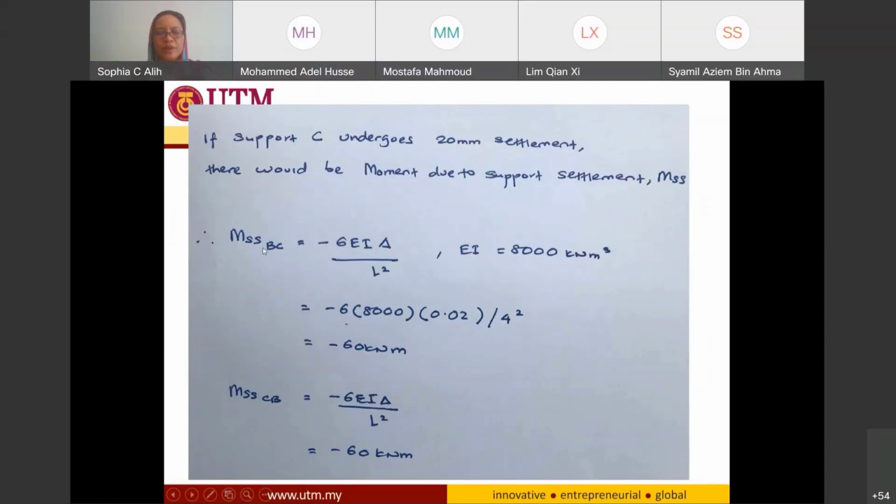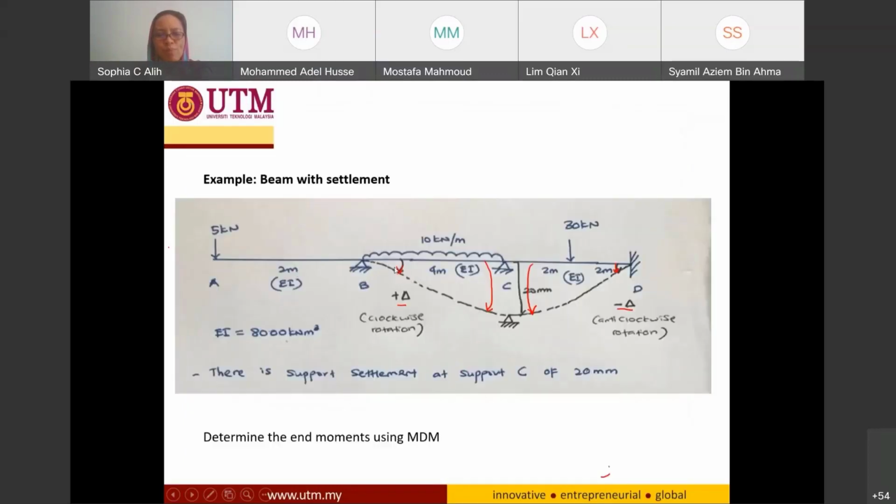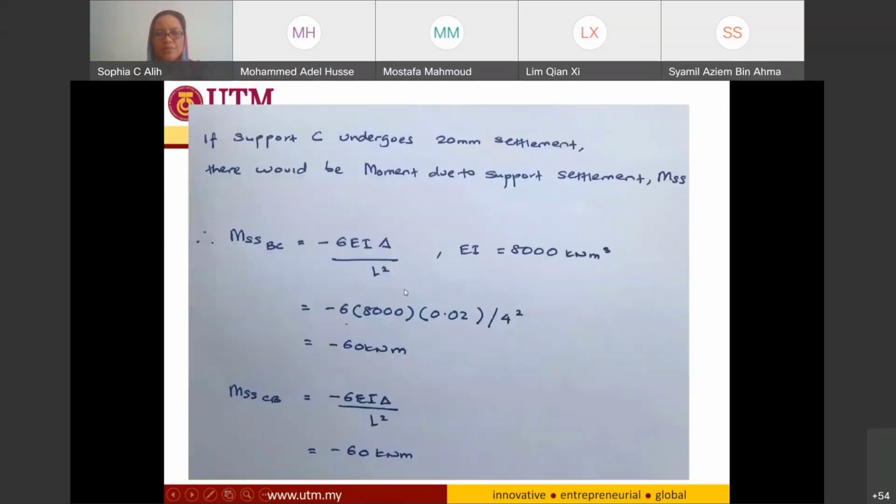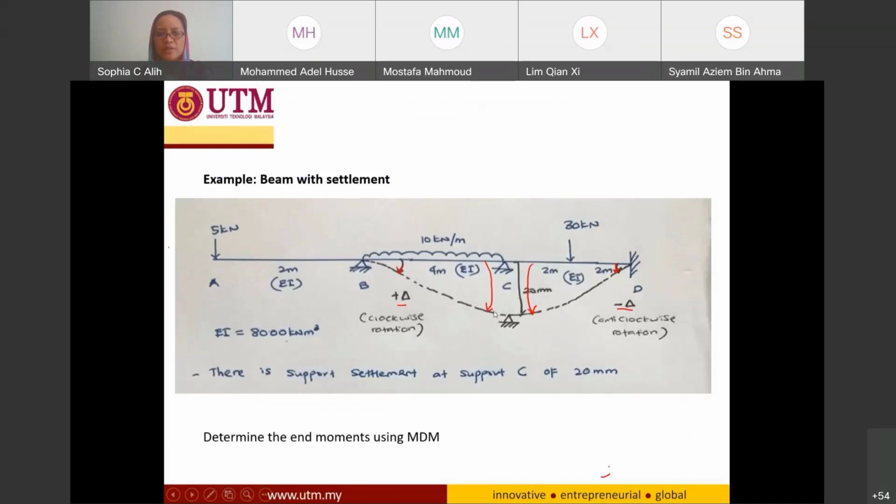So for MSSBC, for BC, it is going to be positive. So it's going to be positive 0.02 for the delta. And if you solve this equation, you will have negative 60 kilonewton meter. Similarly, for MSSCB it is going to be negative 60 kilonewton meter, because it is still the clockwise direction. From the other end of your member CD, it is going to be counterclockwise direction, so it's going to be negative.